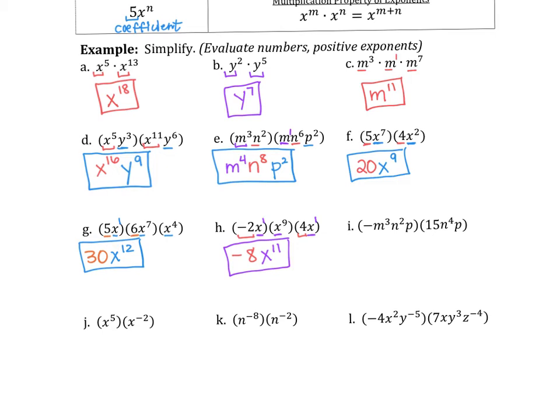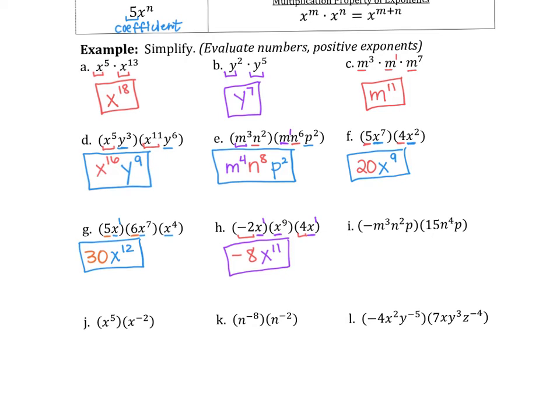Okay, and when I simplify, I do evaluate the numbers, which I did, and I want to have positive exponents, which I do. So the fact that there's a negative out here is fine. It's only the exponents that I have to make sure I keep positive. The coefficients can be positive or negative depending on the situation.